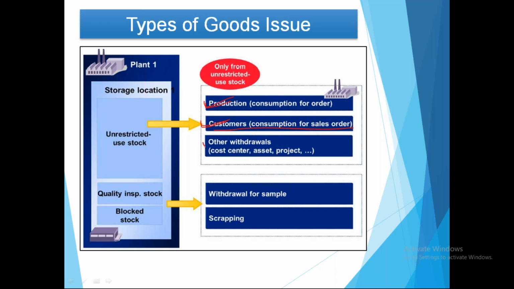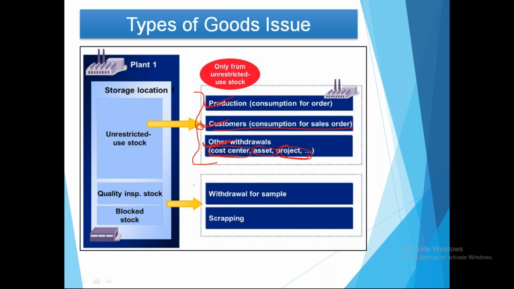Okay, and there are some other withdrawals which are planned ones, like issue the material to the cost center, for a particular asset and for a particular project. All these are called withdrawals. So you are issuing the material. These are planned goods issue.